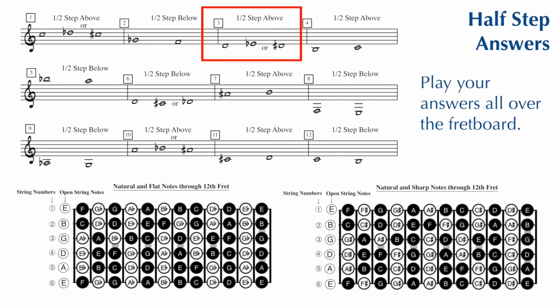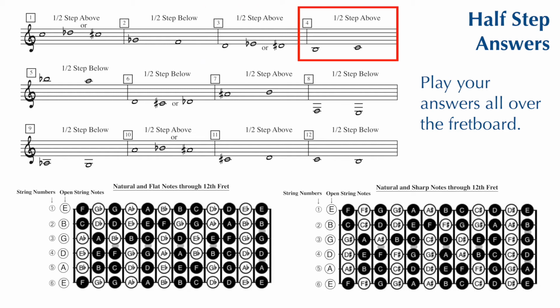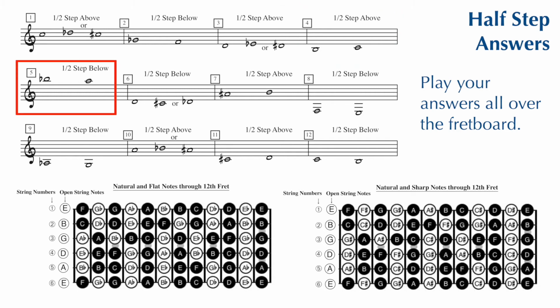Number 3, we have a written D. A half step above that D could be an E flat, or you could call it a D sharp. Number 4, we have a B. Half step above that B is a C. Number 5, we have a B flat. A half step below that B flat is an A.